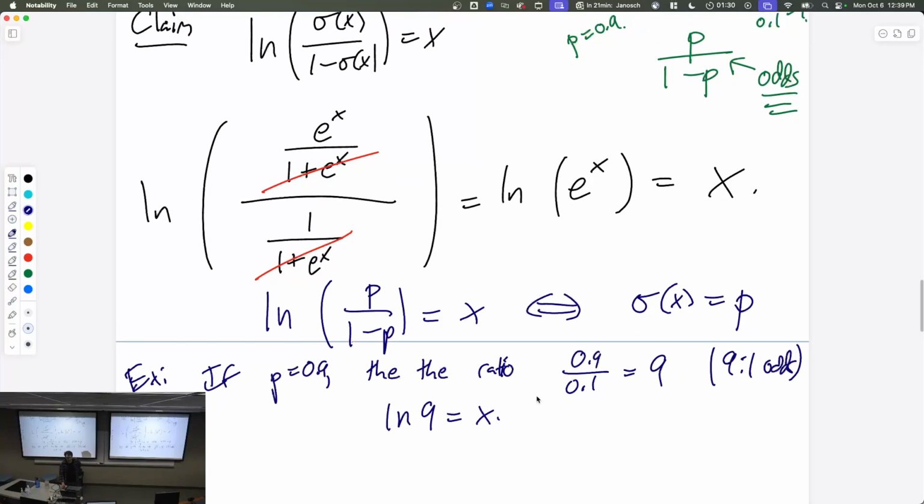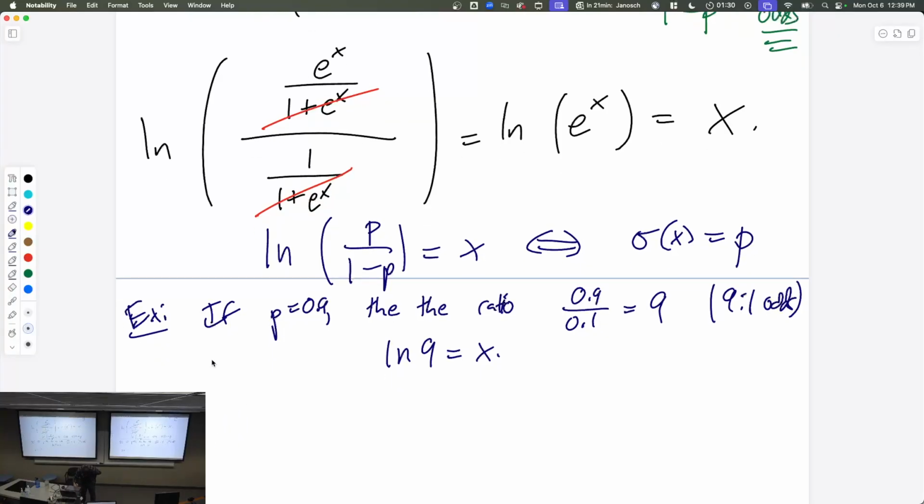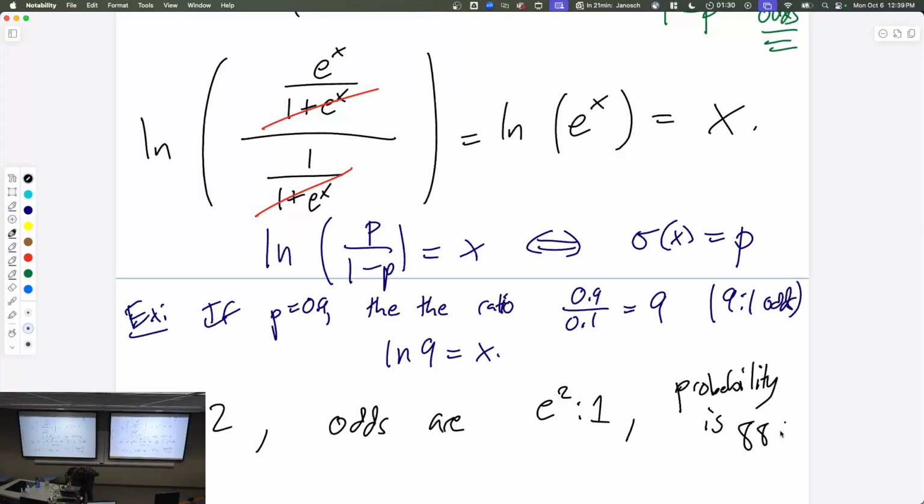I guess the example I just did, if the log odds are exactly 2, so x equals 2, then the odds are e squared to 1. E squared, let's see, is just a little bit less than 9. E is a little bit less than 3, so e squared is a little bit less than 9. And the probability of these log odds is 88%. Just a hair under 90%. So it is just slightly less than 9.